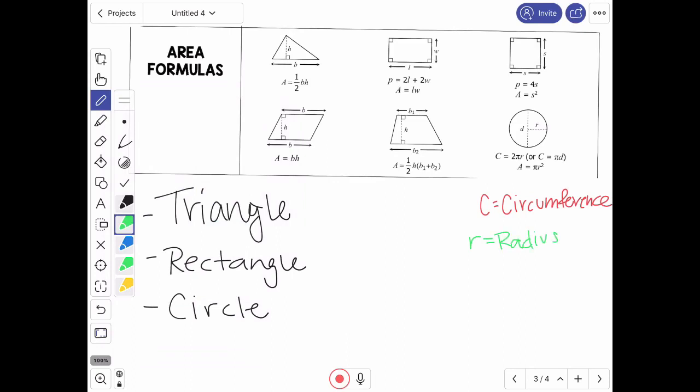And I'm hoping we know what radius is, but in case you've forgotten, radius is half of the diameter. So if I took the center point in this circle and I made a line from this center point out to the outer ring of the circle, that would be the radius. And then the diameter is, if I were to cut this circle in half, the length from one side to the other. So that's what the D is. D is diameter.